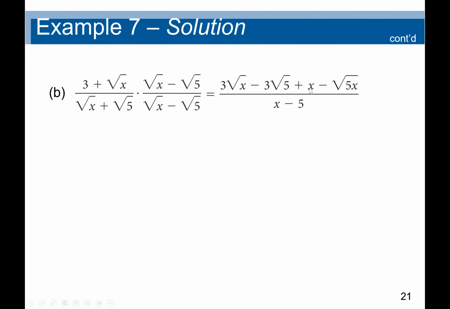Now the square root and the square cancel each other. So we have x minus 5. Then at the top, we do the same thing. Remember here, we have multiplication. So we are going to multiply 3 plus square root of x times square root of x minus square root of 5. So that will give us 3 square root of x minus 3 square root of 5 plus x minus square root of 5x.